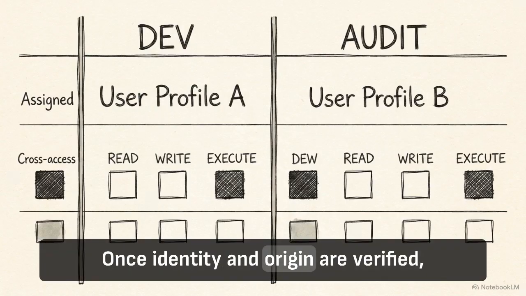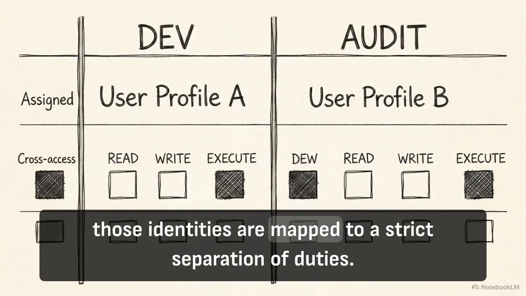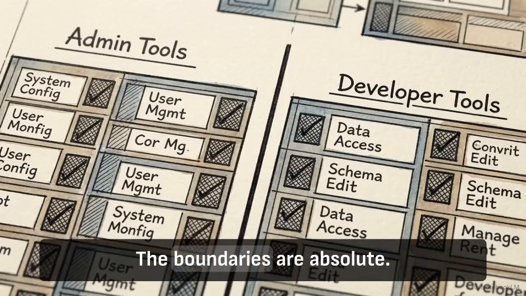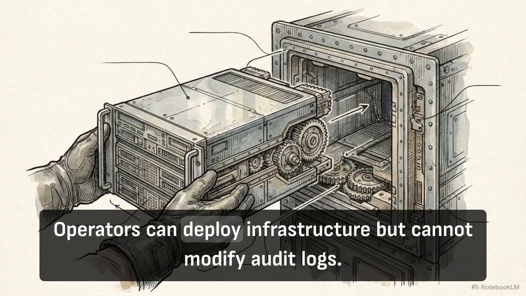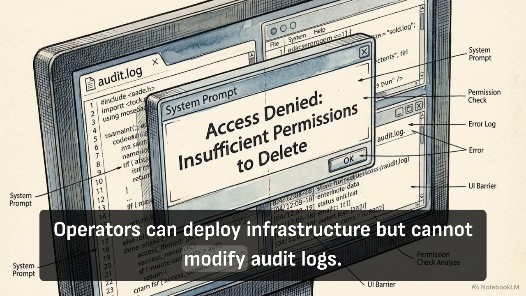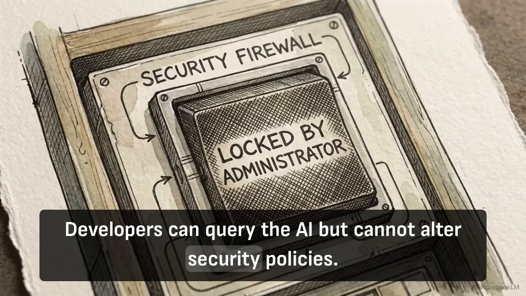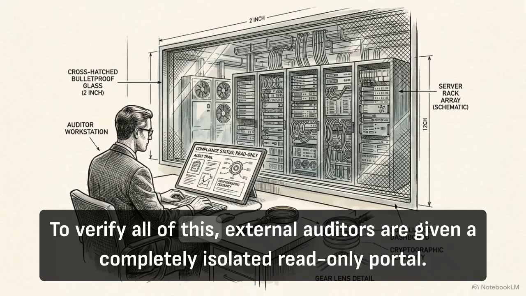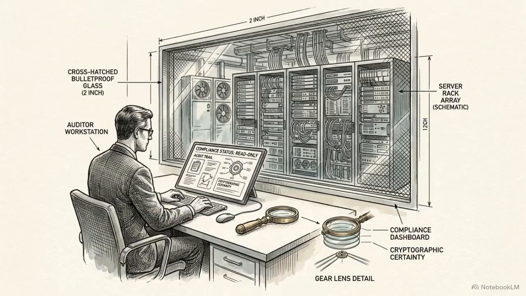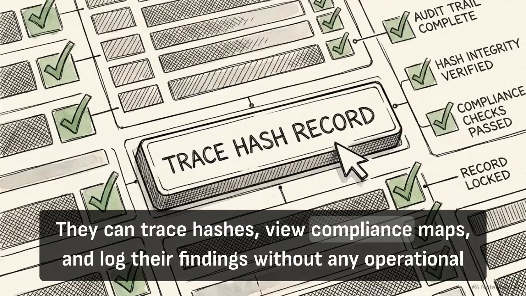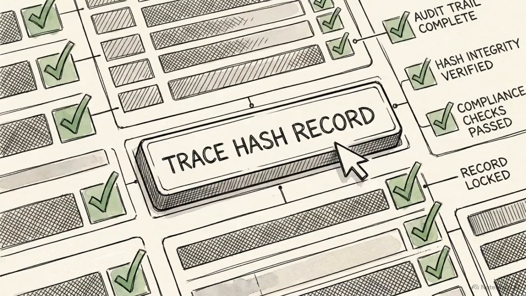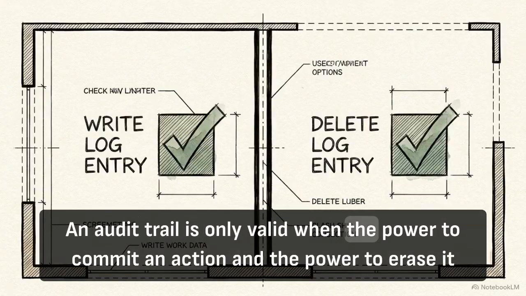Once identity and origin are verified, those identities are mapped to a strict separation of duties. The boundaries are absolute. Operators can deploy infrastructure, but cannot modify audit logs. Developers can query the AI, but cannot alter security policies. To verify all of this, external auditors are given a completely isolated, read-only portal. They can trace hashes, view compliance maps, and log their findings without any operational access to the core system. An audit trail is only valid when the power to commit an action and the power to erase it belong to completely different entities.